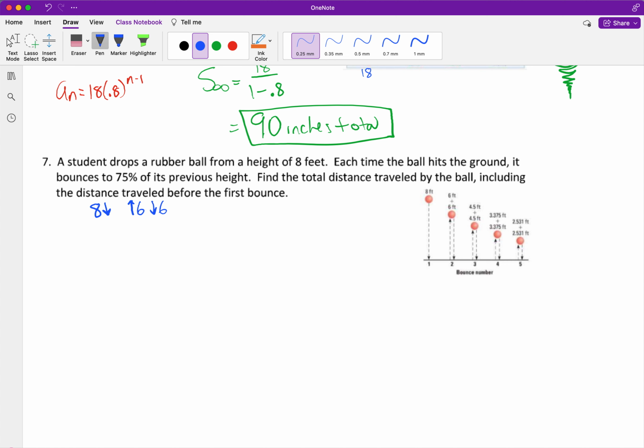And then when it hits the ground and bounces again, it bounces up to another 75%, but now of 6. So that's going to be that it bounces up 4.5, and then it drops back down 4.5, and it keeps doing that over and over. So if we're looking at this as a sequence, it goes 8, and then 6, 6, 4.5, 4.5. The next ones would be 3.375, 3.375, and so on. And we want to find this total distance, so that's going to be our infinite sum.